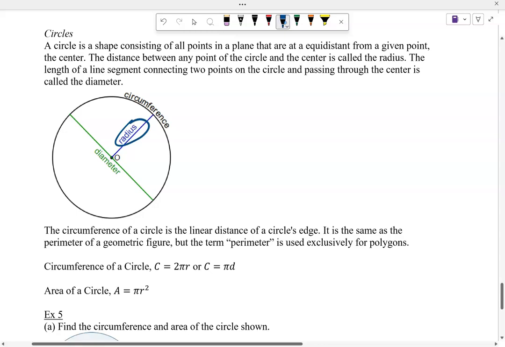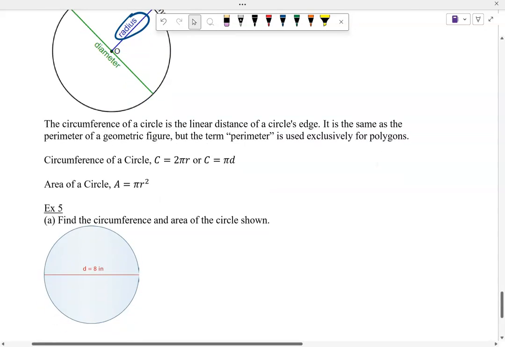If you go all the way across from one side and through the center, you got your diameter, right? Diameter is double the distance of the radius. And finally, you see the circumference on the outside. It's kind of like your perimeter, except there's no side length, right? It's just the length around it. Circular, so we call this the circumference, right? The length around, circumference.